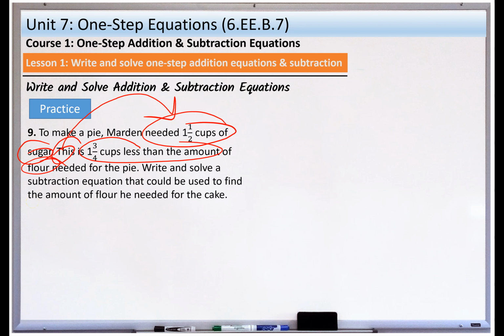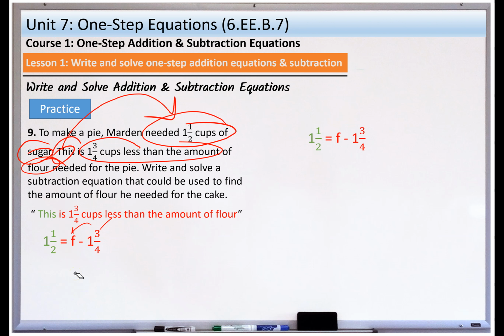And the relationship is what? I'm sorry, this is 1 3/4 cup less than the amount of flour. What is this? The amount of sugar. So this is 1 3/4 less than the flour. A little tricky. This is equal to 1 3/4 less than the flour.